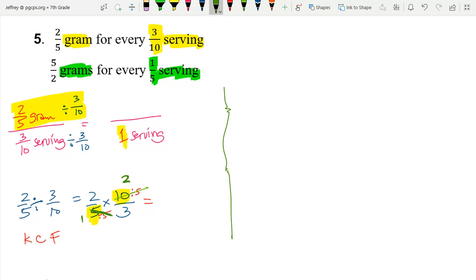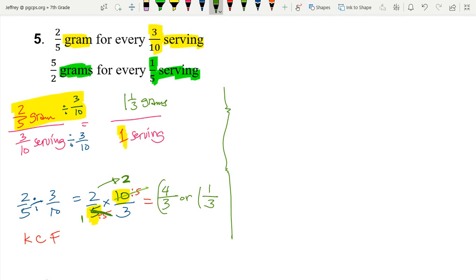Now we can multiply straight across. 2 times 2 is 4. 1 times 3 is 3. For a mixed number, how many times can 3 go into 4? 1 time. What's the leftover? 1. The denominator stays the same. So 1 and 1/3 grams per serving. So the answer would be 1 and 1/3 grams per serving.